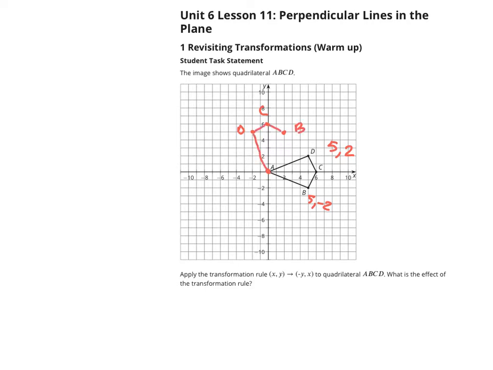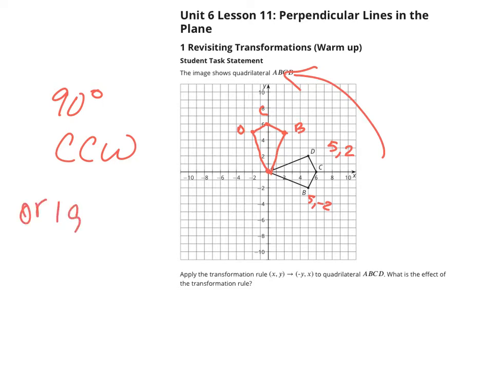So what did we end up doing here? It looks like we rotated it 90 degrees in a counterclockwise rotation, right? And I guess the origin is the center, I should say. The center is the origin.